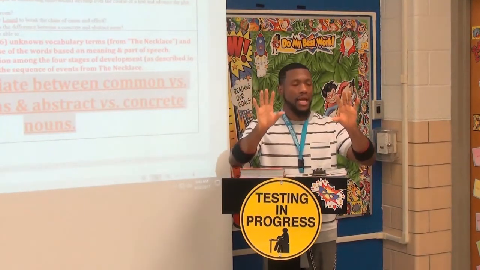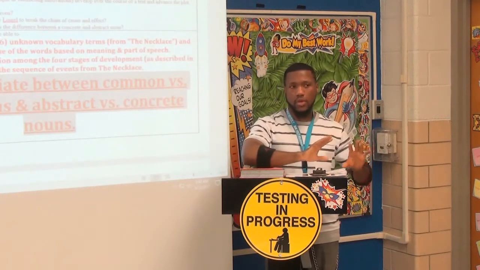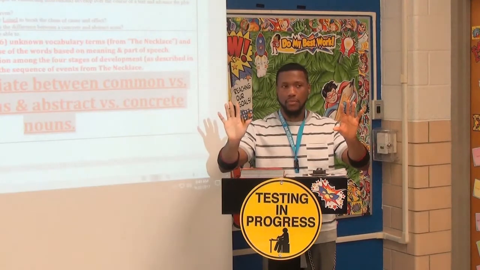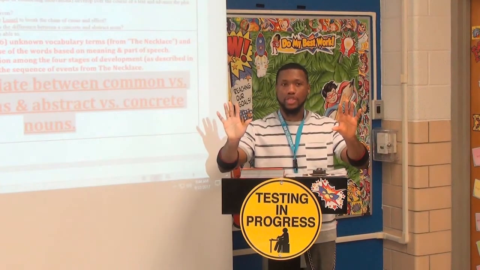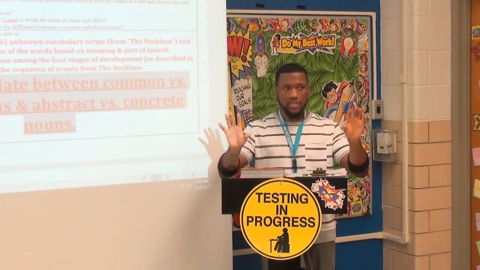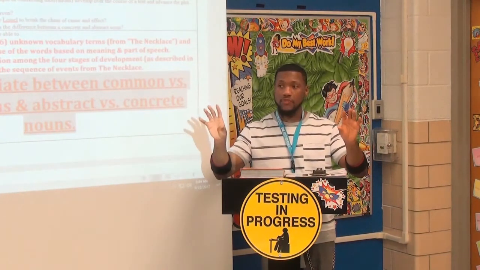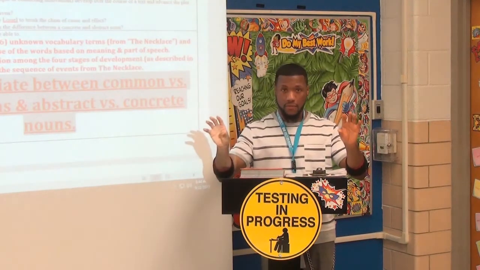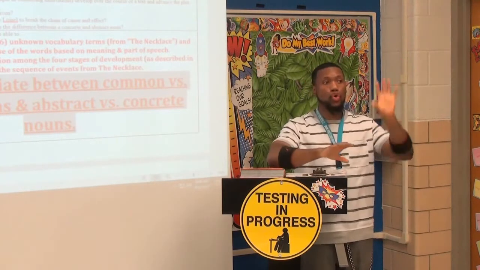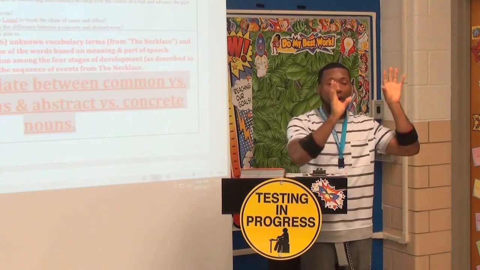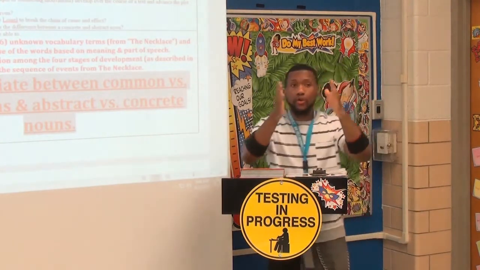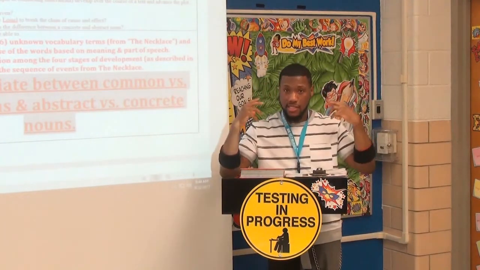Let me explain that further. Abstract and concrete goes with common. So you have common and proper, right? Each noun you can divide into common and proper. Common is the less specific term for it. Proper is the more specific term that we capitalize. Every common noun we can further divide into abstract or concrete. The abstract ones are ideas. The concrete ones we can use our senses on.